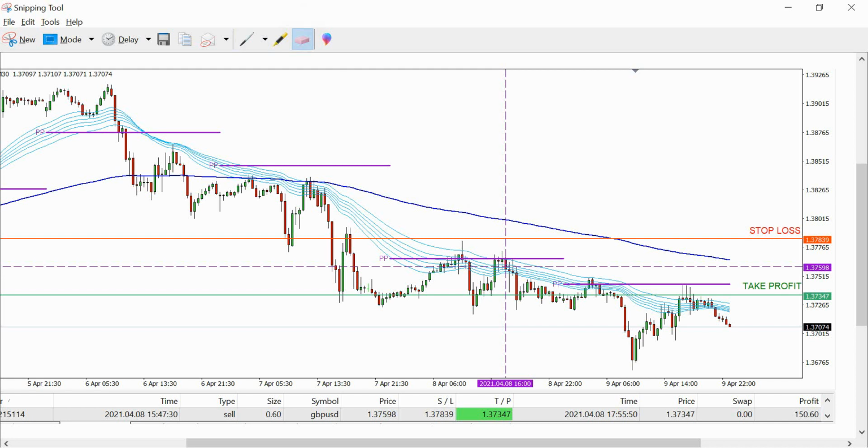And as you can see, based on these MAs all pointing downward, prices underneath the 200 EMA, it's clear now to see why I did a sell in this particular example.